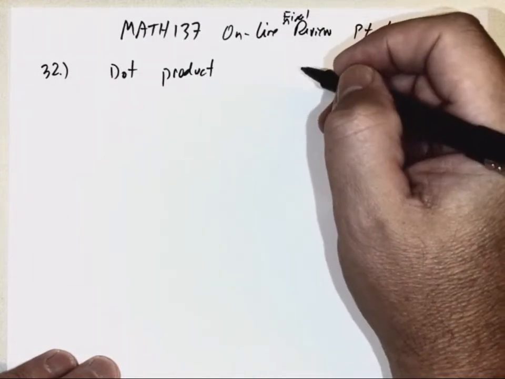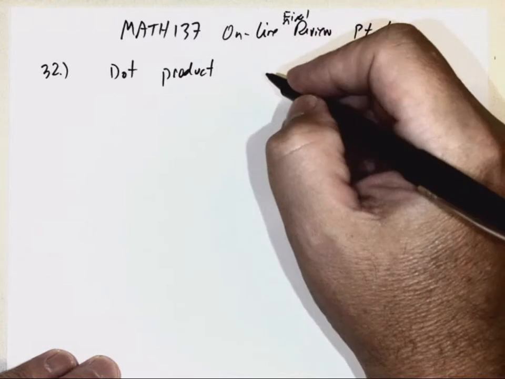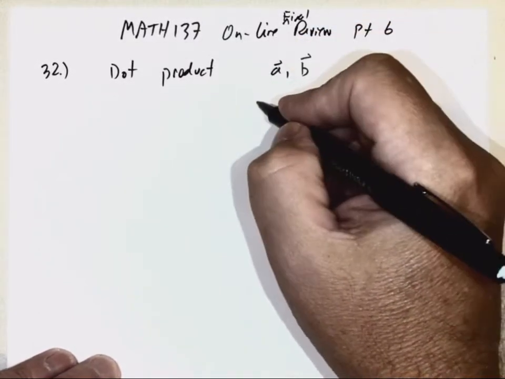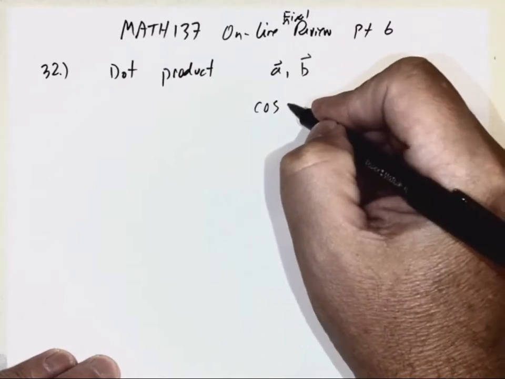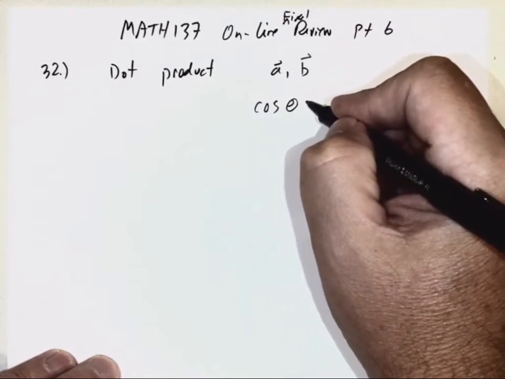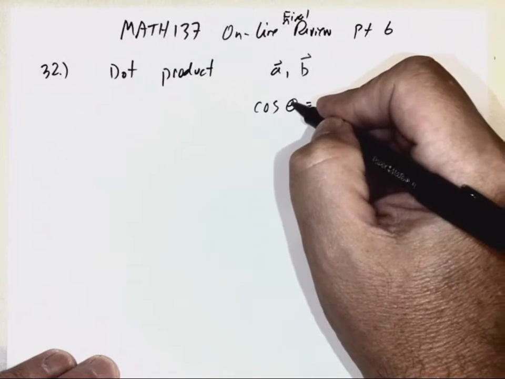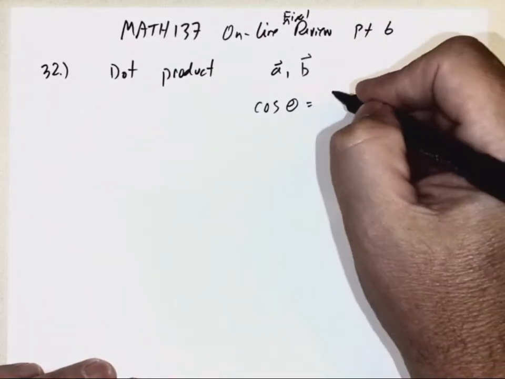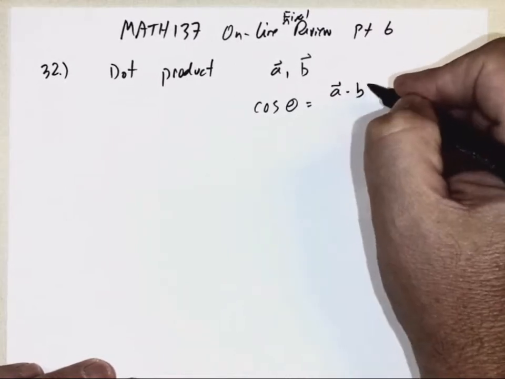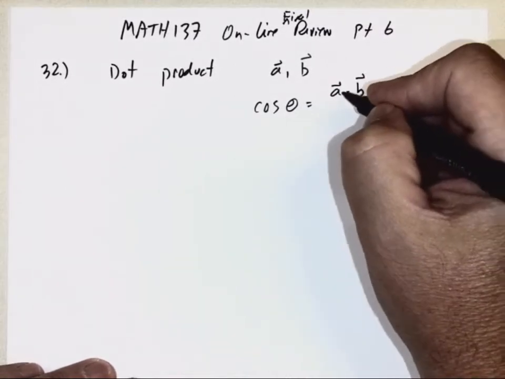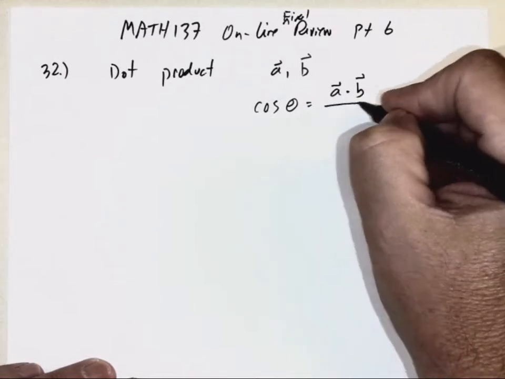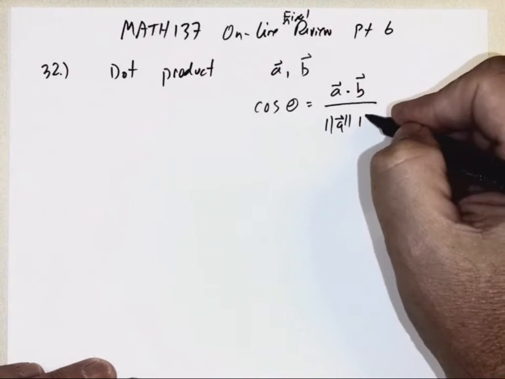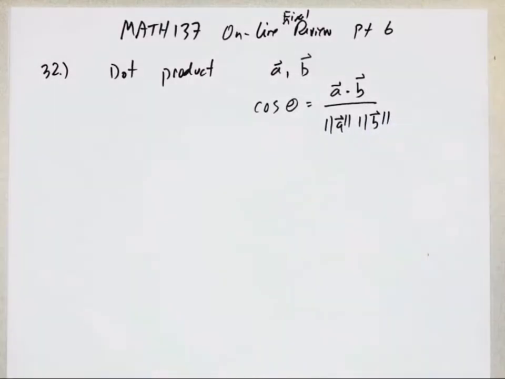If you have two vectors, vectors A and B, this equation says the cosine of theta, theta is the angle between these two vectors, equals A dot product B, that's what this represents, this is dot product, over the magnitude of A times the magnitude of B.